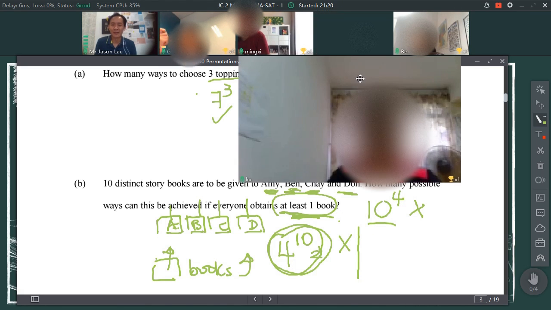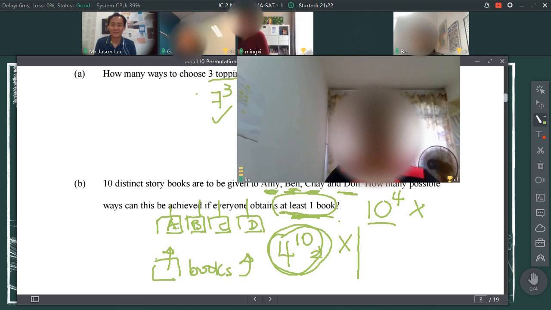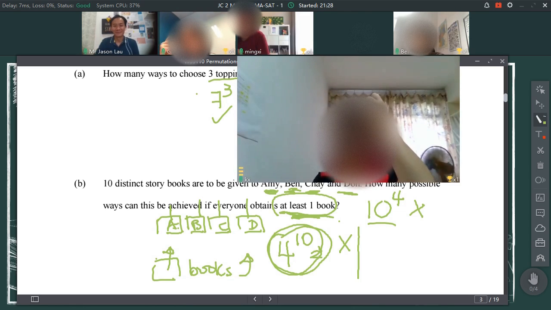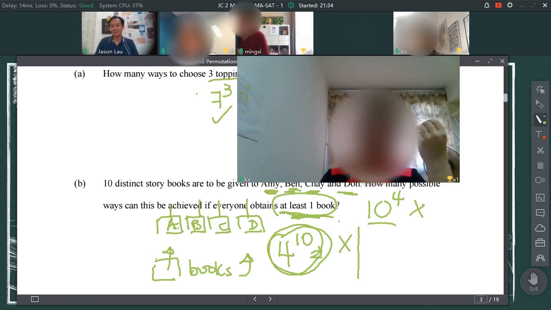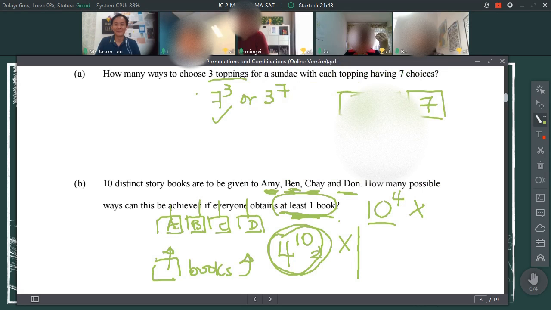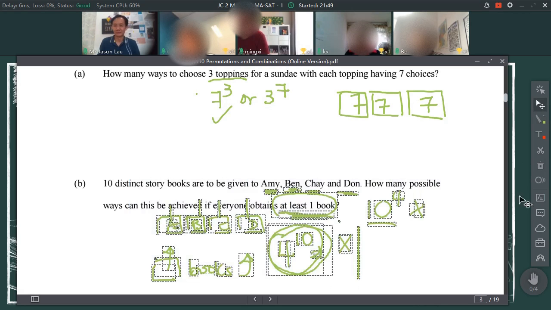Who said this answer? Kai Xing, you explain again why. Wait, I have no idea. Isn't it because it's 10 distinct books, then 4 people getting it? Then why 10 to the power 4? Okay. Wait, I don't know. Working will be something like that.